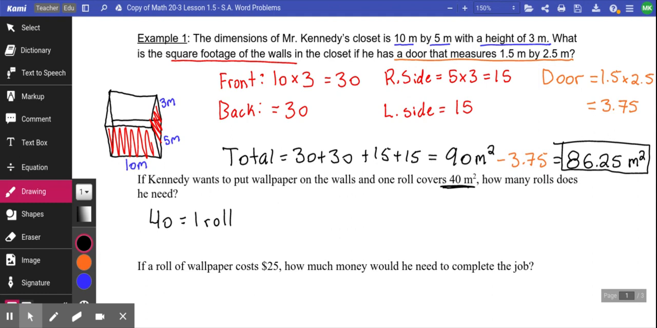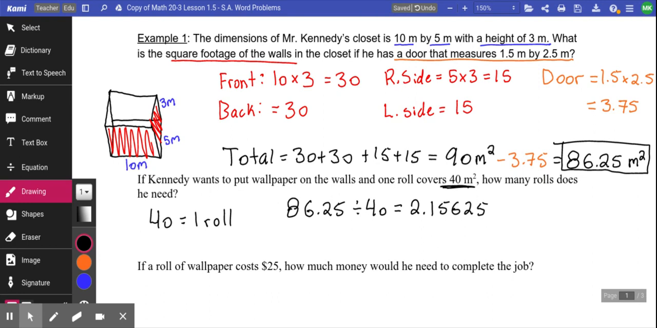So to figure this out, you're going to take whatever your total is, which is 86.25, and divide it by 40. What you're going to get is 2.15625. I don't normally write all those out. You don't need to.